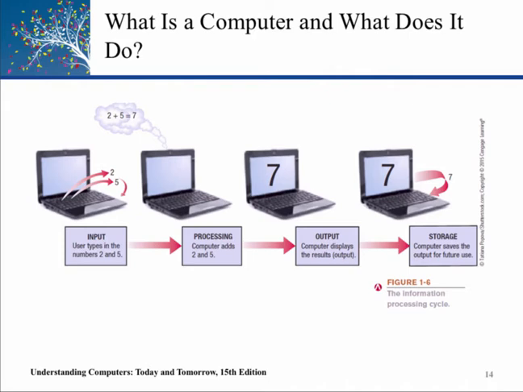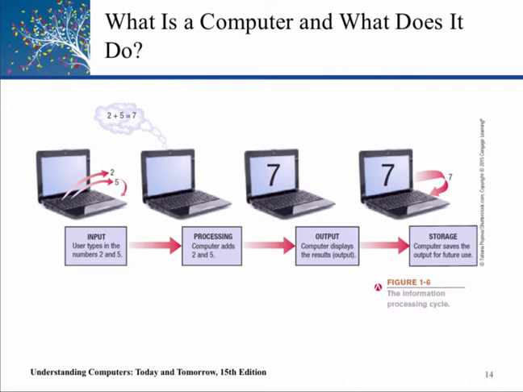And this is the part where we can make meaning of the processing it's done. It's going to output the number 7. And then if we wanted, we could save this output to use it in the future. So we can look at that as input, processing, output, and storage. And this is the information processing cycle.